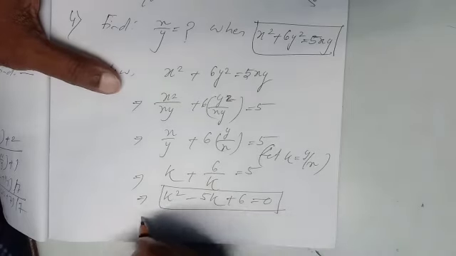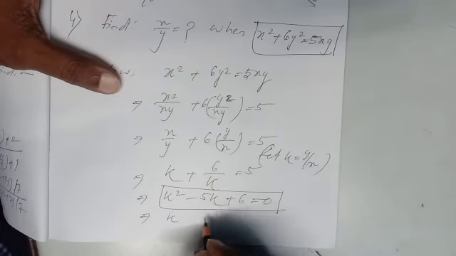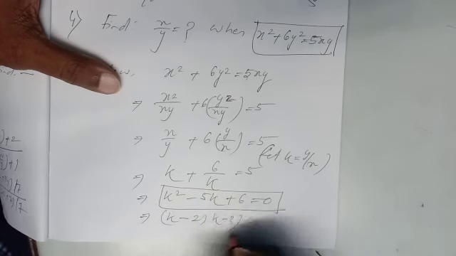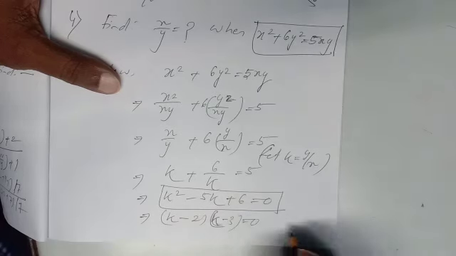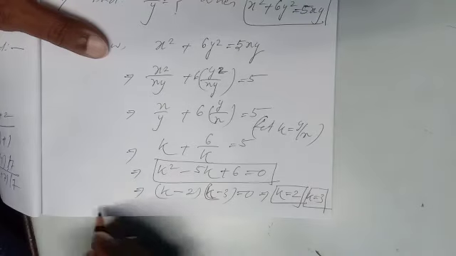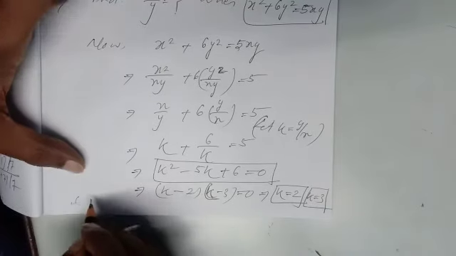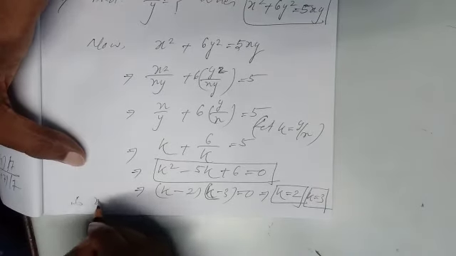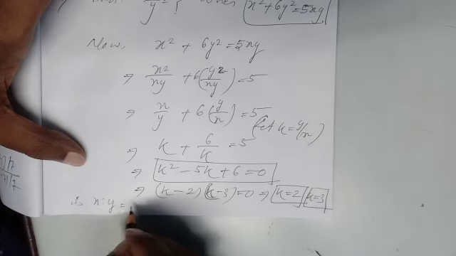Now you have to factorize. It will be how much? (k − 2) and (k − 3). It will be 0. So what is the answer? k equal to either 2 or k equal to 3. There are two answers you are getting. So what is the value of x by y? That is x by y, means x is to y.